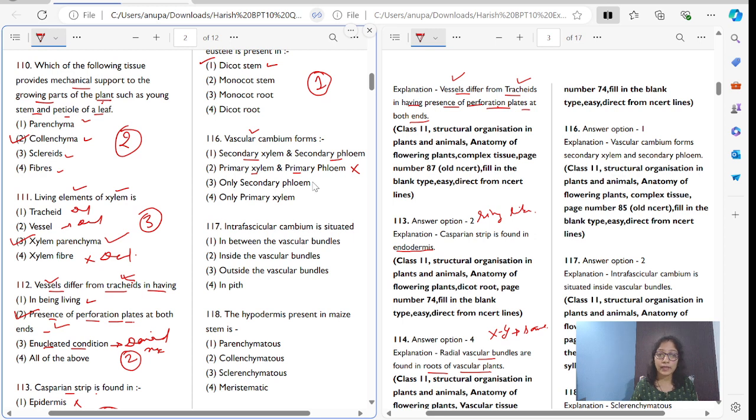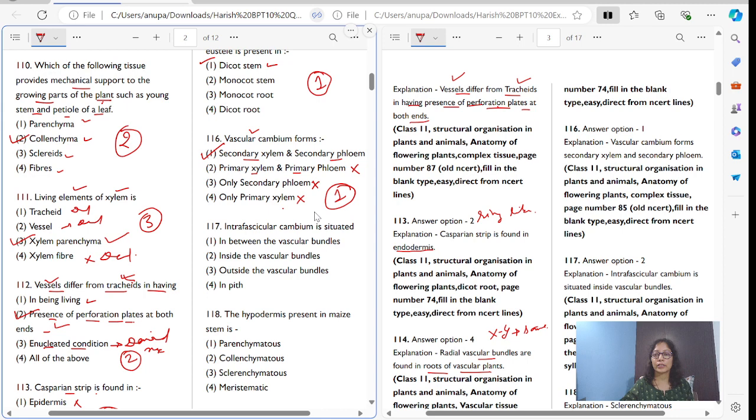Third is only secondary phloem. This option is also wrong because it does not form only secondary phloem. It forms secondary xylem as well. The fourth option is only primary xylem. This option is also wrong because it is not forming only primary xylem. It is forming secondary xylem, not primary xylem. So the correct answer of this question will be option number 1, that is vascular cambium forms secondary xylem and secondary phloem.